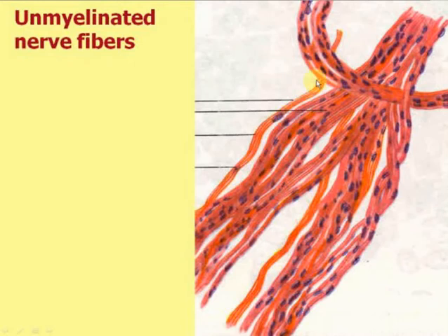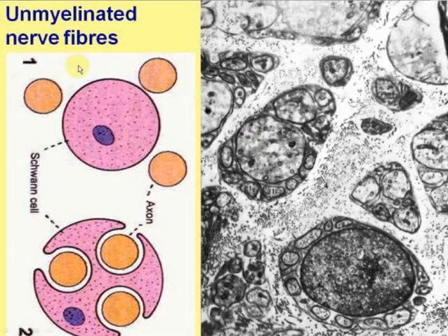Unmyelinated nerve fiber: a line of Schwann cells, you see the oval-shaped blue nuclei, and inside the Schwann cells, pink stained axial cylinders, processes of nerve cells, are located. And in this schematic drawing you see the development of unmyelinated nerve fibers. The axial cylinders invaginate the Schwann cell cytolemma, and the nucleus of the Schwann cell stays in the center.